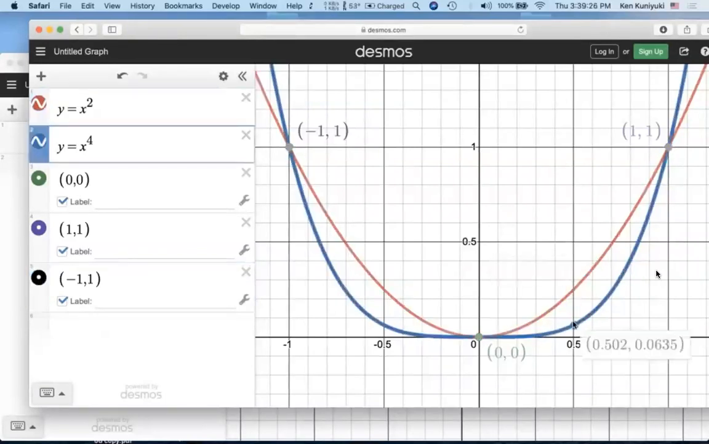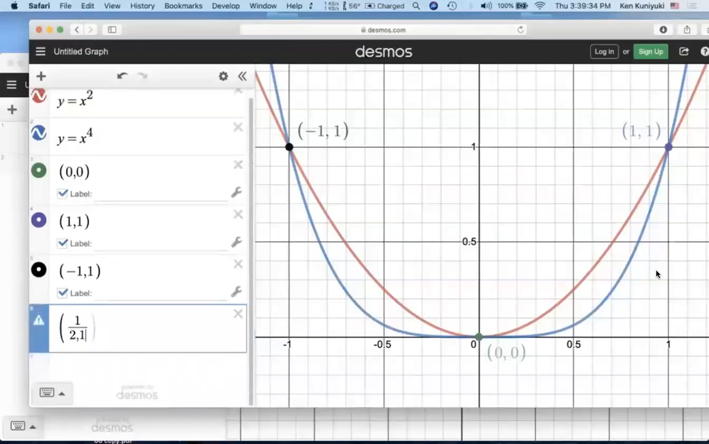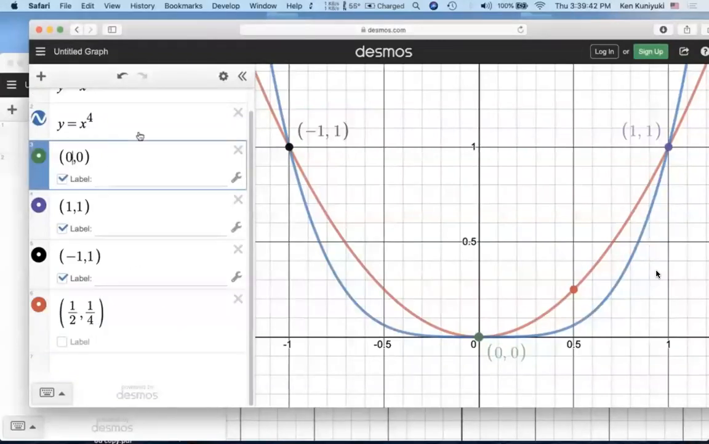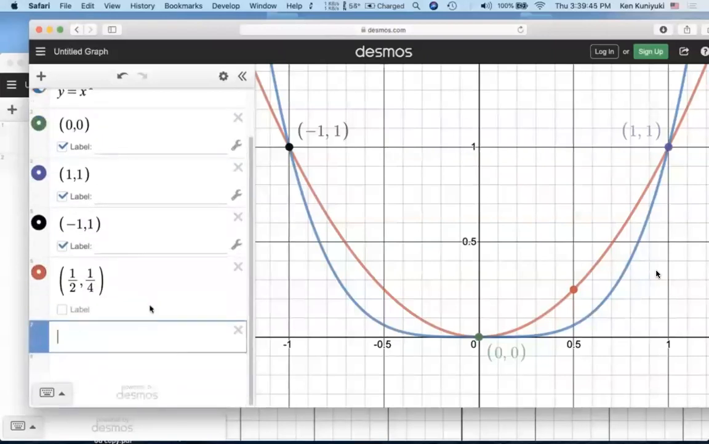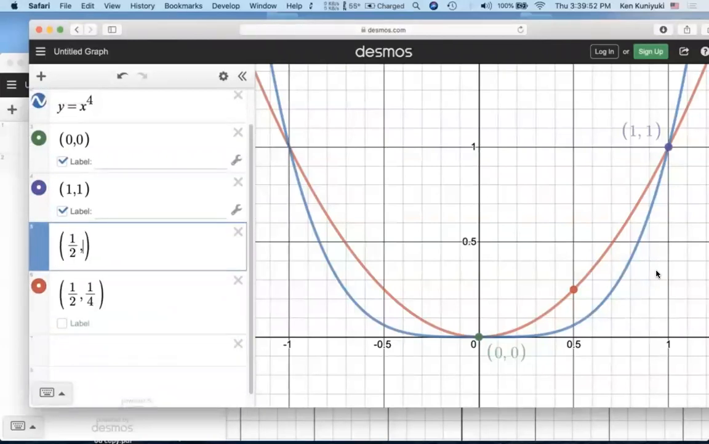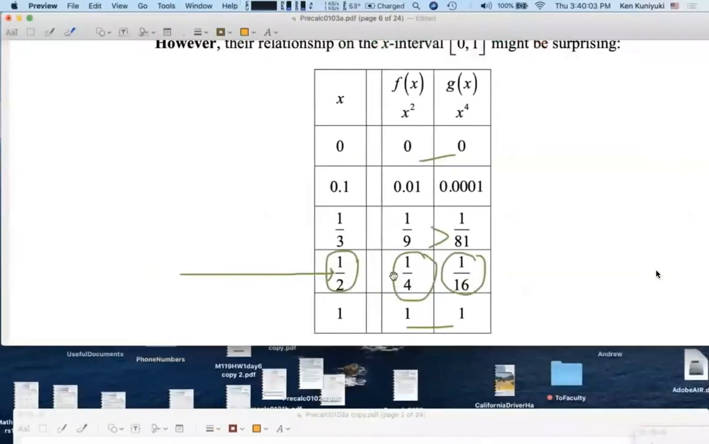Here's 1/4, here's 1/16. I'll put 1/2 comma 1/4 is on the red graph, the square. I'll go back up here. 1/2 comma 1/16 over there in black. The red graph beats the blue graph for values like 1/2 or -1/2. That might surprise you. Hopefully not too much.